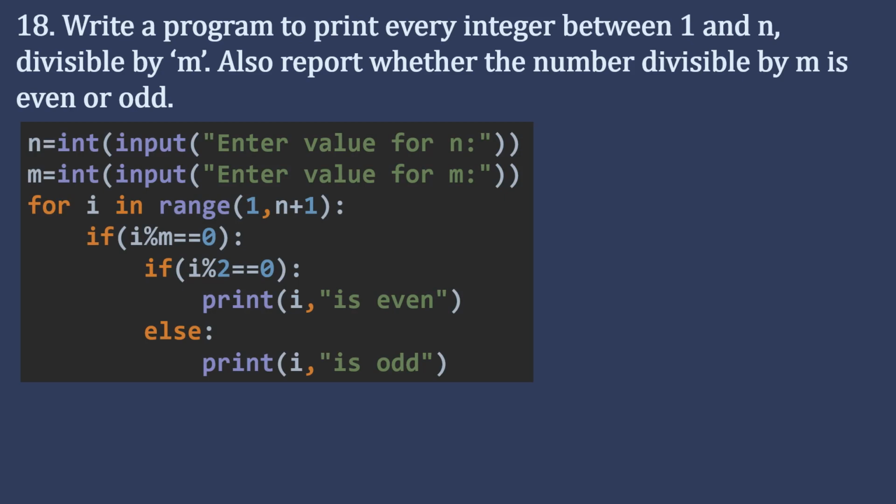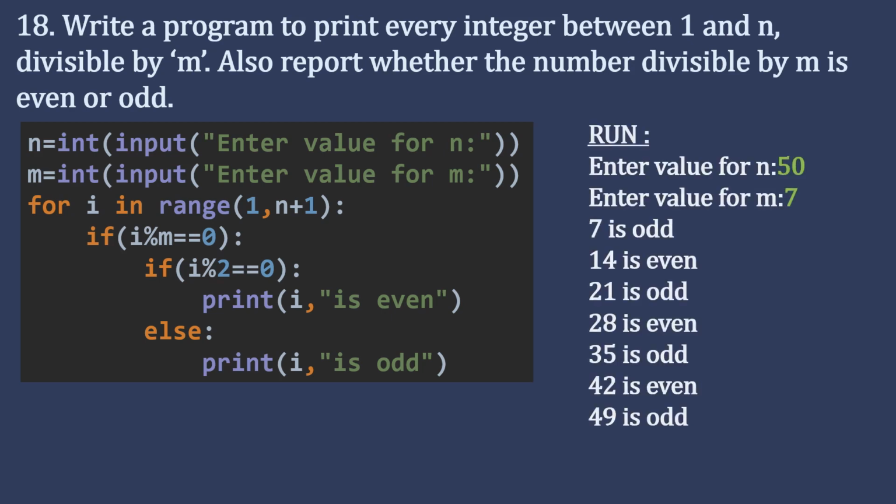So we have taken two variables n and m, and these two values will be accepted from the user at runtime. Now for i in range 1 to n, that means it will check for all the numbers in the range 1 to n if it is divisible by m or not. If it is divisible by m, then another if which is nested within this if, so you are using a nested if condition. If i % 2 == 0, then it has to print i is even, else it will print i is odd.